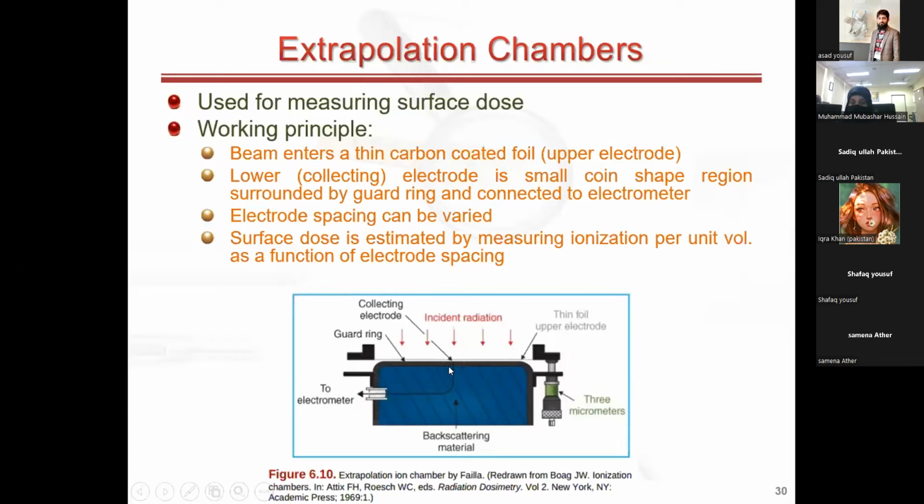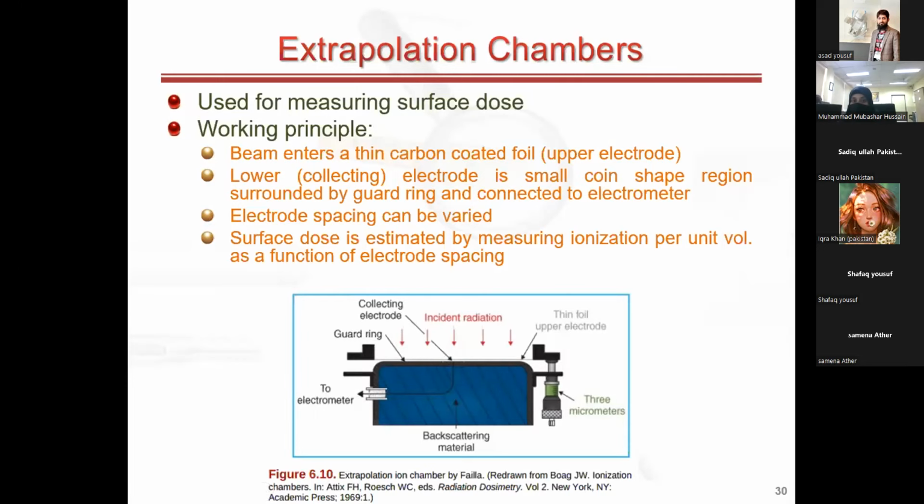This collecting electrode is connected to the electrometer to measure the charge. Incident radiation falls on the outer upper electrode and produces ionization in the space between these two electrodes, and then these ions are collected by the collecting electrode and measured by the electrometer.